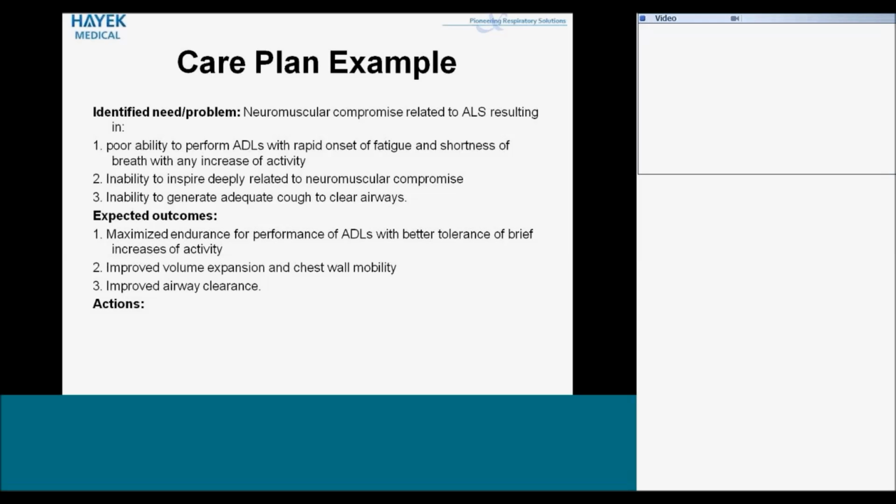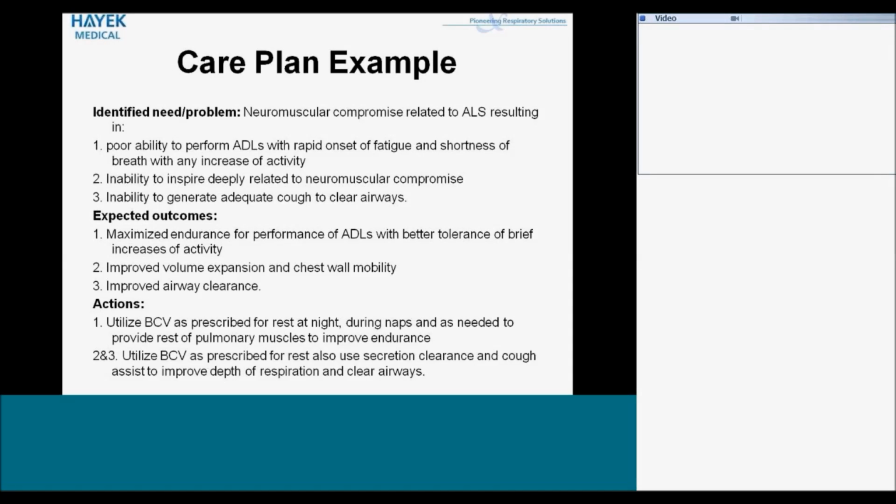Our actions relative to those goals: 1, we're going to utilize BCV as prescribed for rest at night during naps as needed, provide rest of pulmonary muscles and improve endurance. And then action 2 and 3 are going to be utilize BCV as prescribed for rest, also use secretion clearance and cough assist to improve depth of respiration and clear airways. So there we have a very basic care plan established with identified needs and problems 1, 2, and 3, expected outcomes 1, 2, and 3, and our actions 1, 2, and 3.